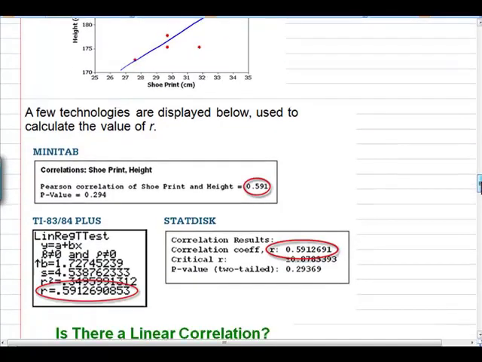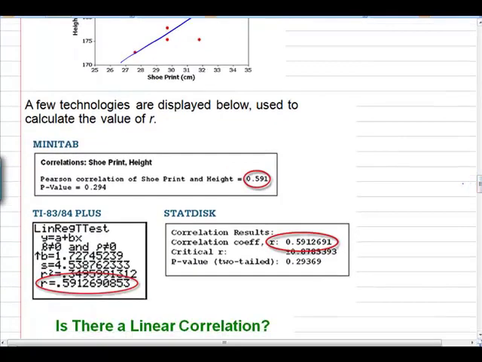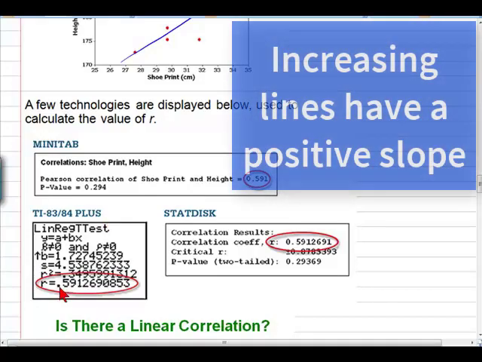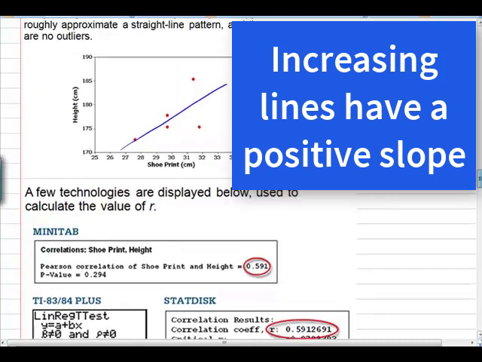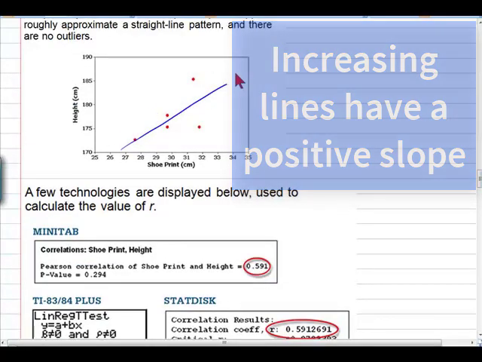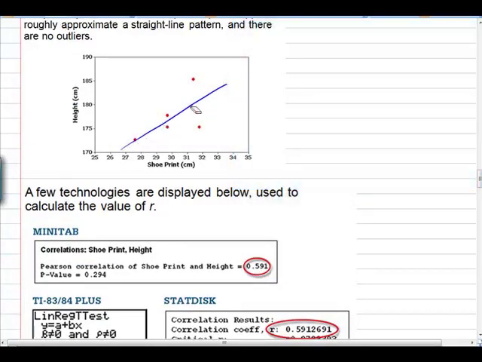A few technology displays are here below. This is from Minitab, the graphing calculator, and StatDisk. These are used to calculate the values of R, and I'm going to show you how we get to this point on the TI calculator. But you see, here's the value of R. This shows a positive correlation, 0.59. Well, we have an increasing line here. We're going up as we move from left to right. So there is a positive correlation, but it's not a very strong positive correlation because 0.5 is not real close to 1.